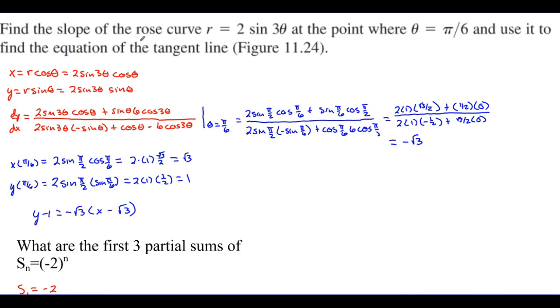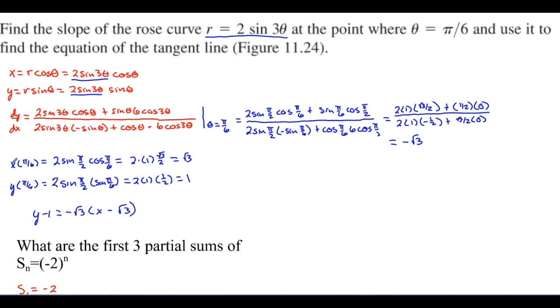Find the slope of the rose curve r equals 2 sine 3 theta at the point where theta is pi over 6 and use it to find the equation of the tangent line. So x is r cosine, which is 2 sine 3 theta, cosine theta, because here's r right here, 2 sine 3 theta. So there's the r cosine, here's the r sine. Now dy over dx is first times derivative of second plus second times derivative of first. Dx is the same thing. When we evaluate at pi over 6, we end up with negative square root of 3.